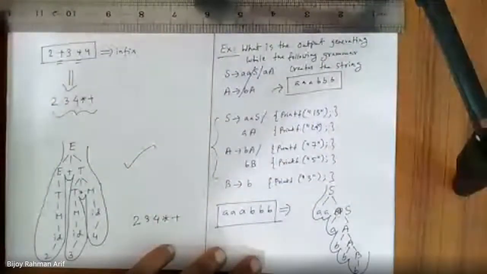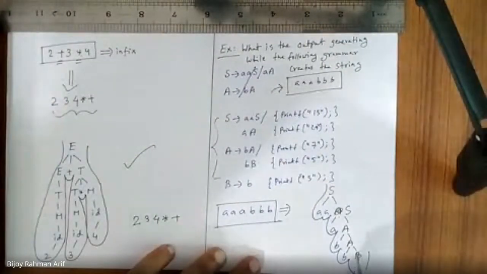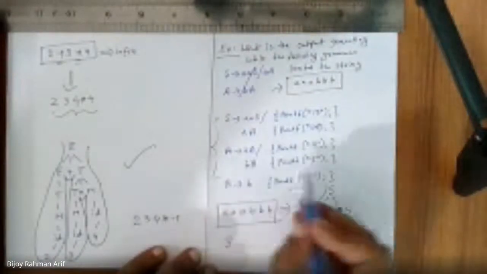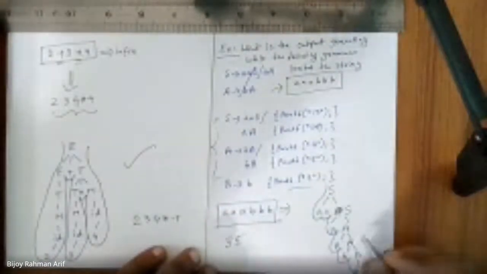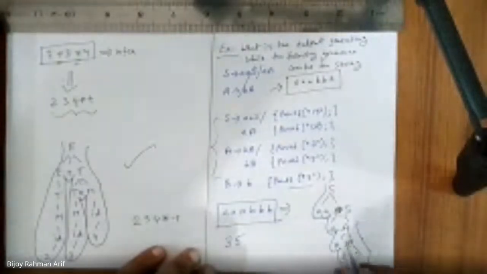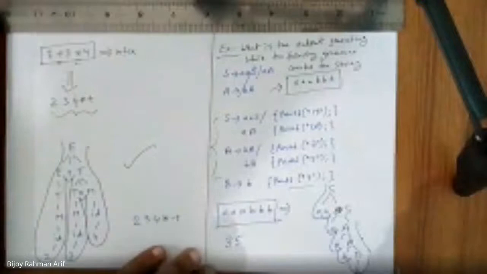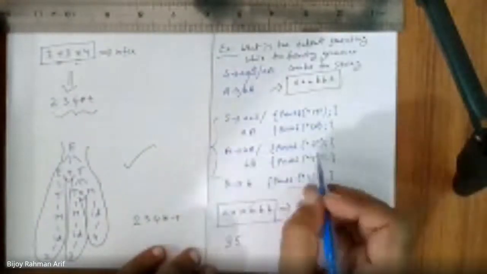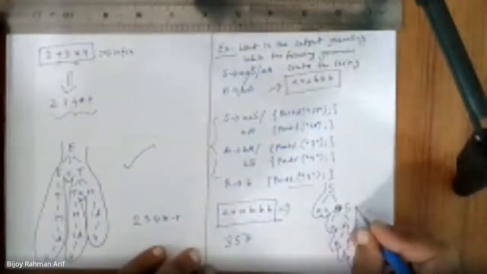So what is the action? Small b reduced to B. And what is the action? Print 3. Then yes, this is the reduction. Small b, capital B reduced to A. What is the action? I'm going to print 5. Then this is the reduction. Small b, capital A reduced to A. What is the action? I'm going to print 7. Then yes, this is the reduction.